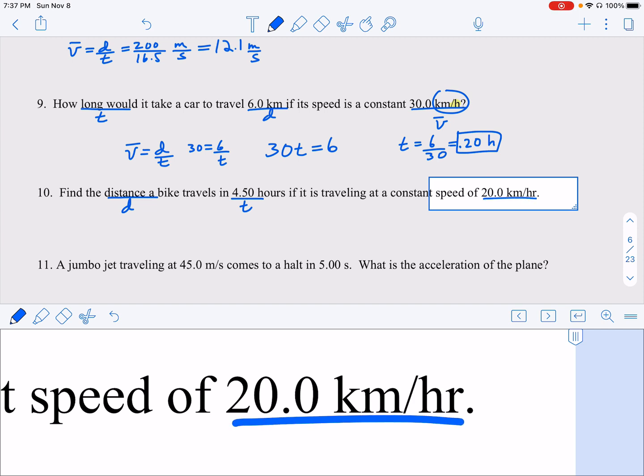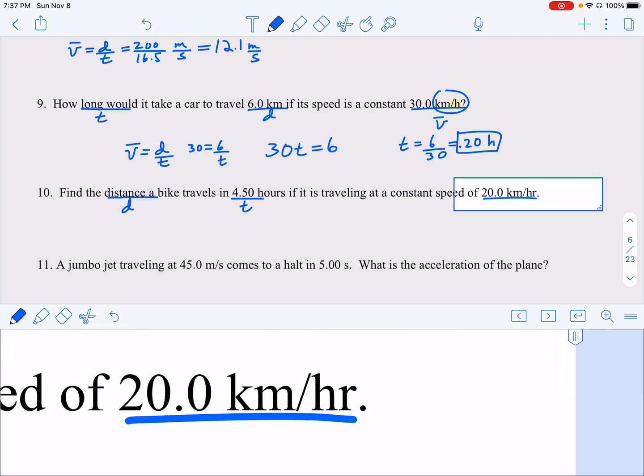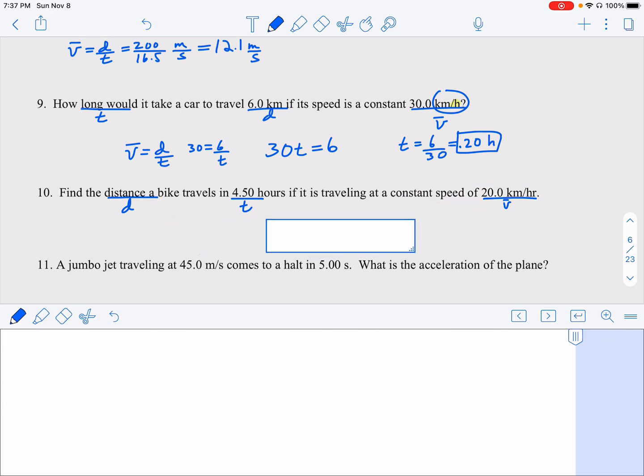This is kind of repetitive. Why am I doing this? Because I'm looking for distance instead of time. It's going at constant speed, so this is very straightforward.